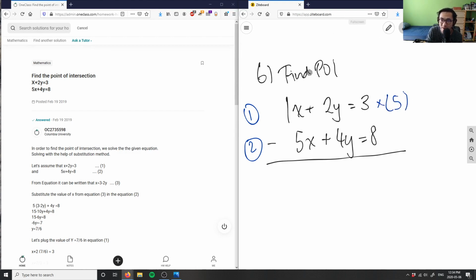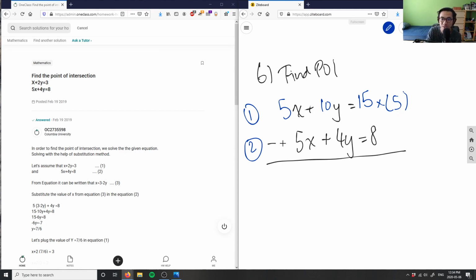So I'm going to get these new values: 5x, 2 times 5 would be 10y, and then 3 times 5 would be 15. So I multiplied everything by 5. If you think about it, I didn't actually change the equation. I'm only multiplying by a constant value, and I can do that because this is still the same line as x plus 2y equals 3. Multiplying by a constant doesn't change the equation of the line.